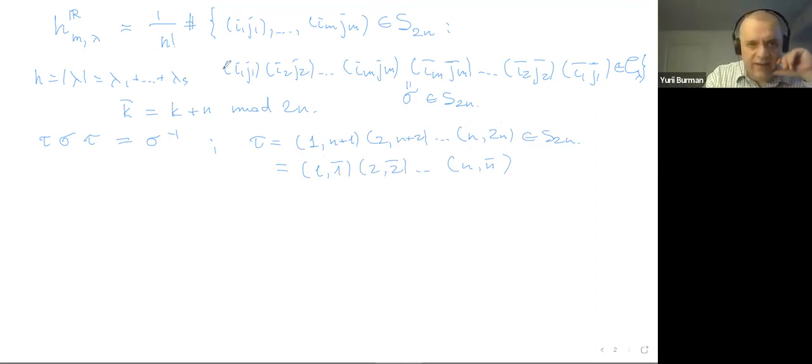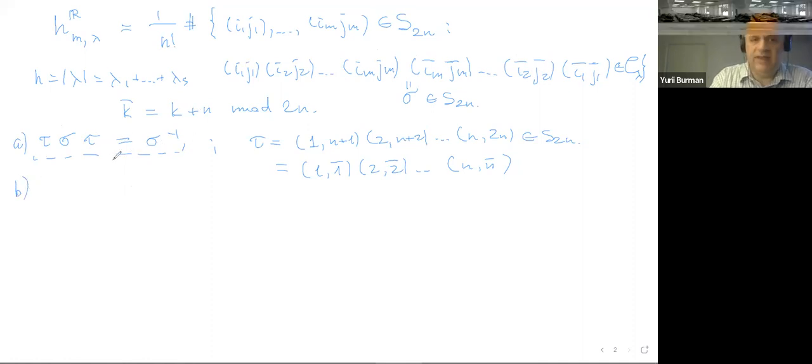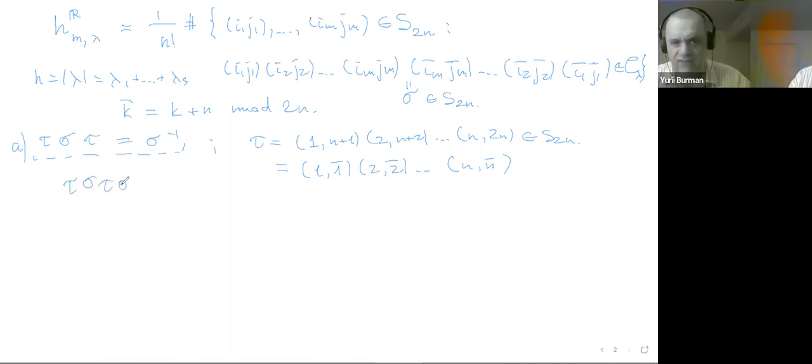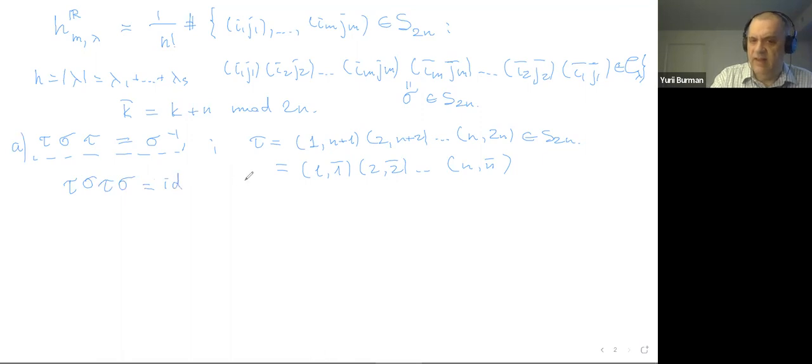Okay, it's clear that if we conjugate a transposition ij with tau, we're getting i bar, j bar. So this product, due to the symmetry, really satisfies this property. This means that it's the first property. This property can be rewritten in the following form. If we take tau sigma, then again tau sigma, that's going to be the identity. So tau sigma is an involution.